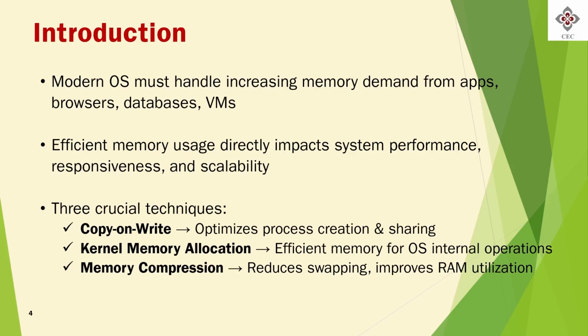We call them memory management techniques: copy on write, kernel memory allocation, and memory compression. Copy on write is the basic technique which optimizes process creation and sharing, and kernel memory allocation is how efficiently memory for OS internal operations can be handled. The last is memory compression, which is widely used in current mobile operating systems, especially on resource constrained devices. We compress data which is not used, and whenever necessary, we decompress and use it. Likewise, many optimizations are carried out. These are the main three optimizations in memory management that you are going to see today.